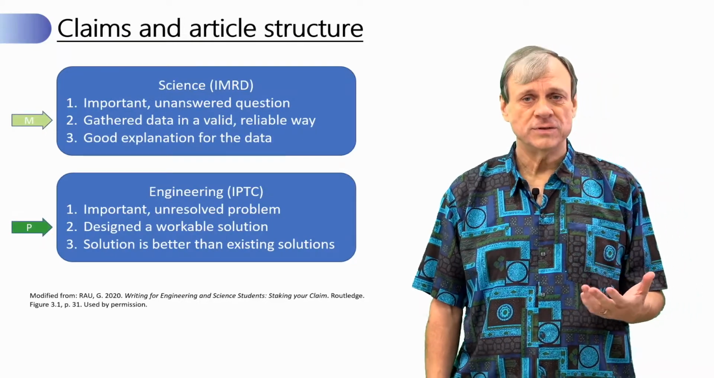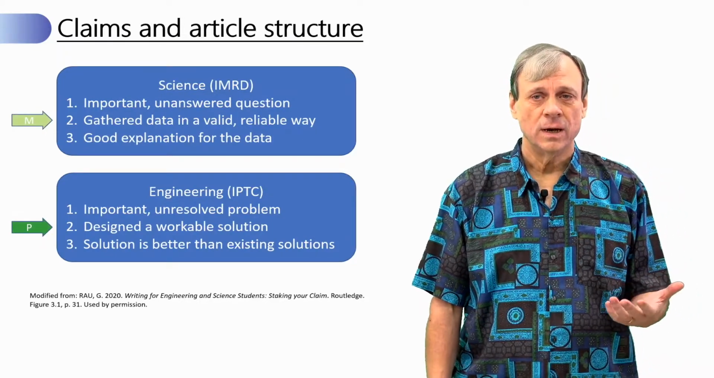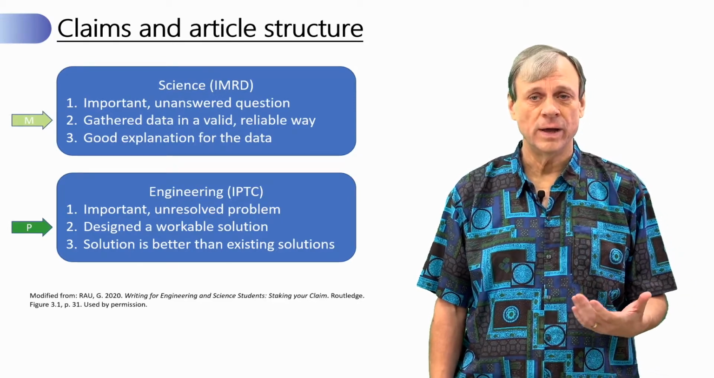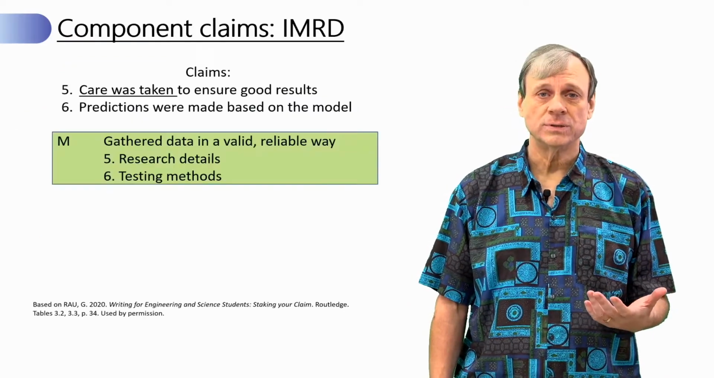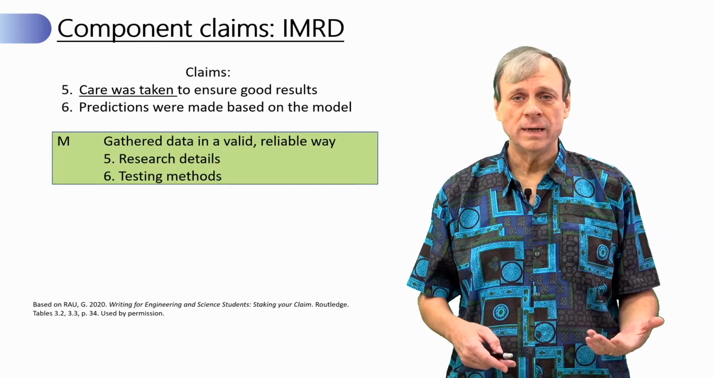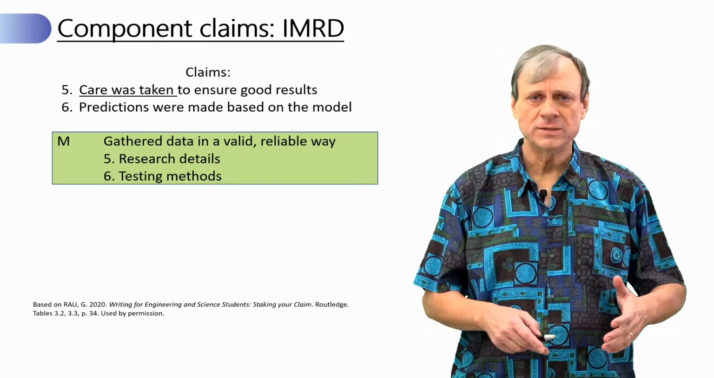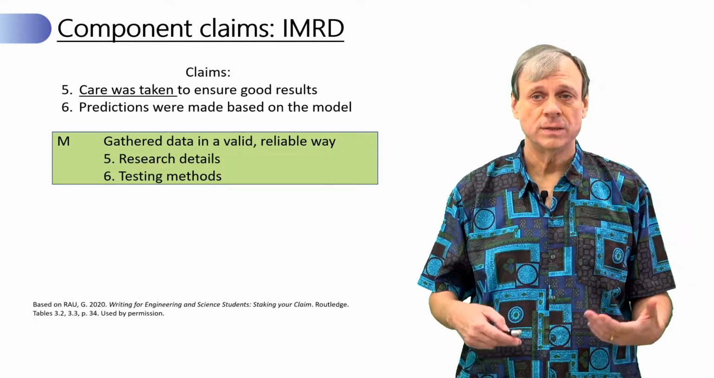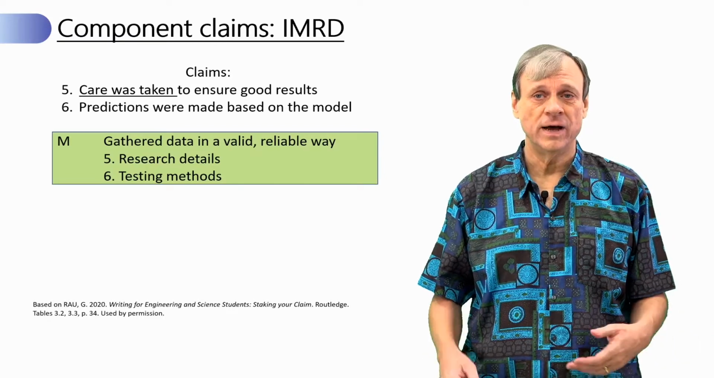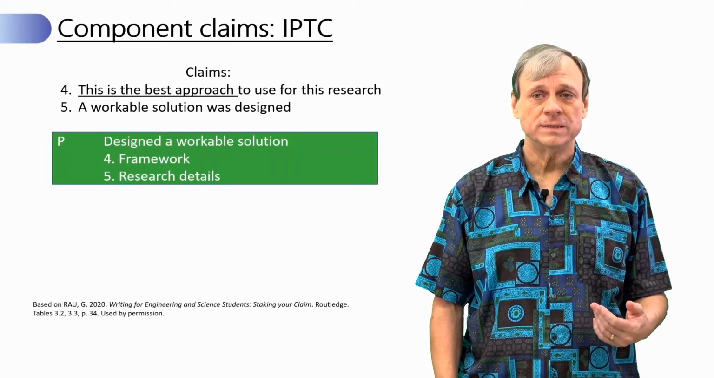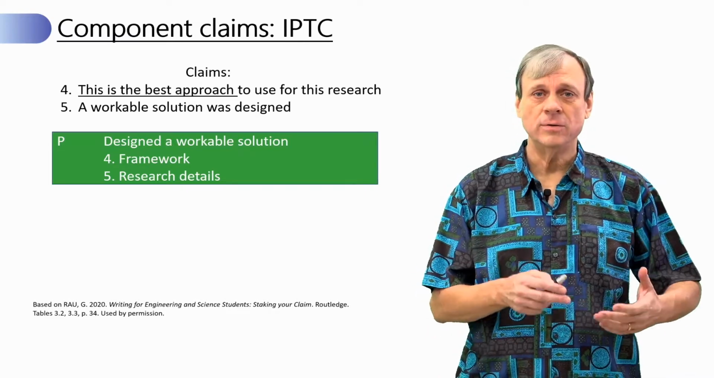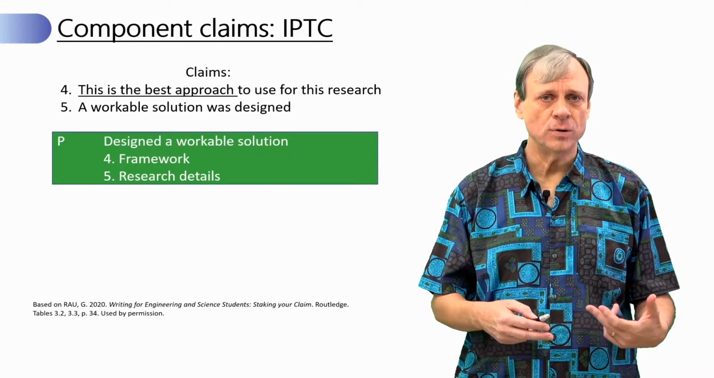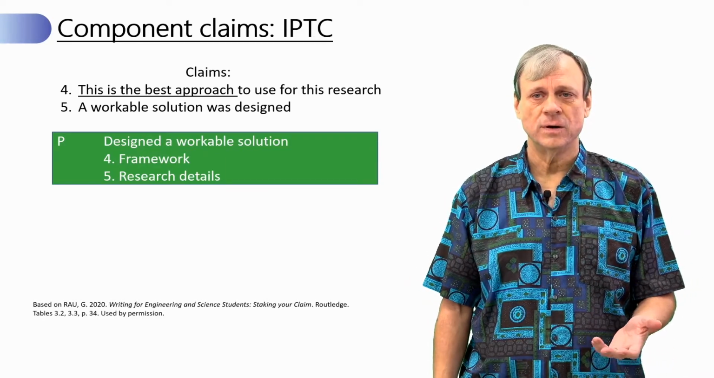So remember that in this division, we're looking at article structure. We're looking at the second claim. In science, that you've gathered data in a reliable and valid way, or in engineering, that you've designed a workable solution. And so in IMRD, in science, the focus is not just on what you did, but on the care that was taken to ensure that you got good results, and therefore that the data are reliable and valid. Similarly, in IPTC, you have to show that your work is founded on a solid foundation, and that you've chosen a reasonable approach to get good results from your research.